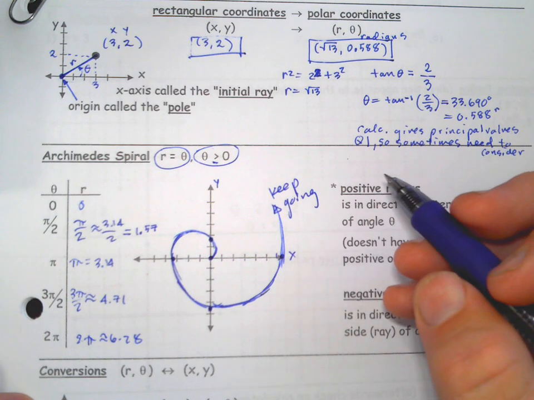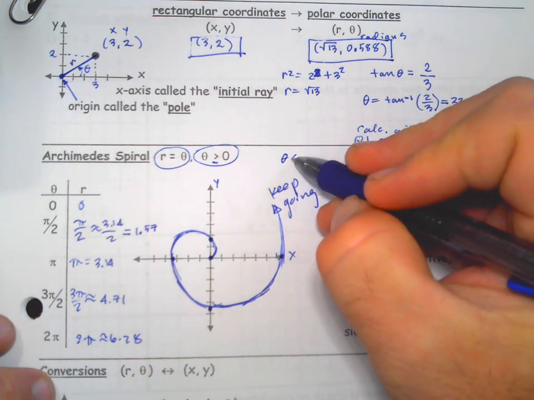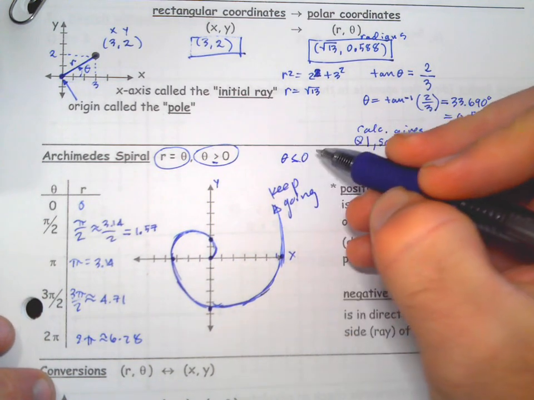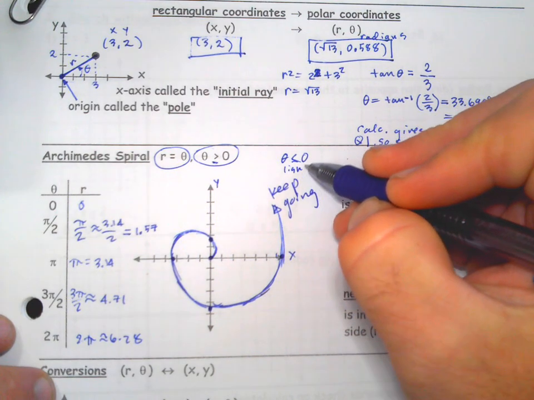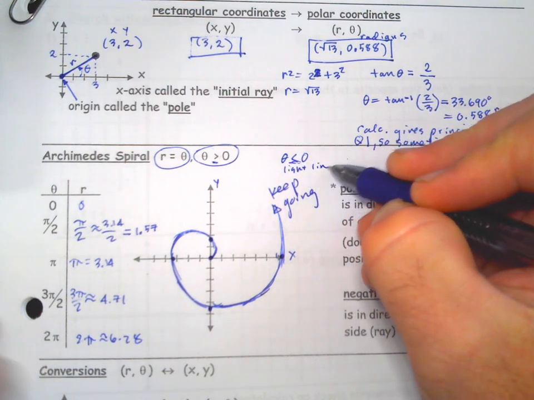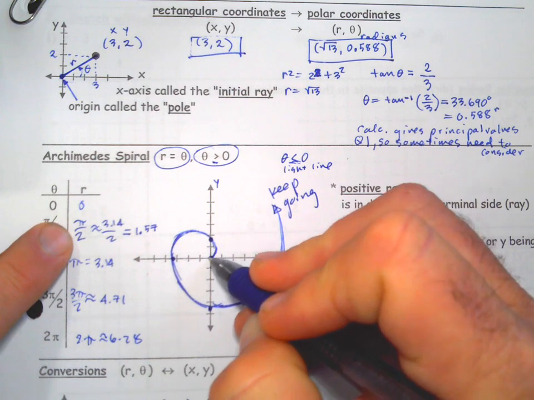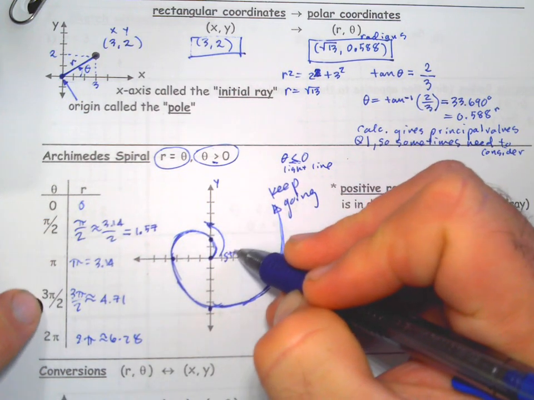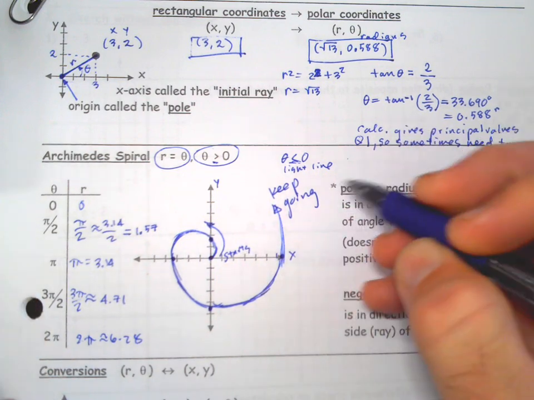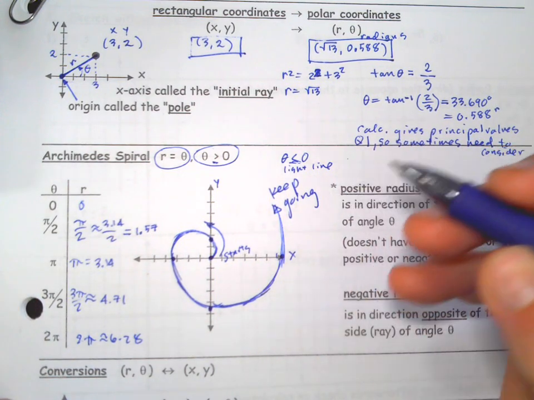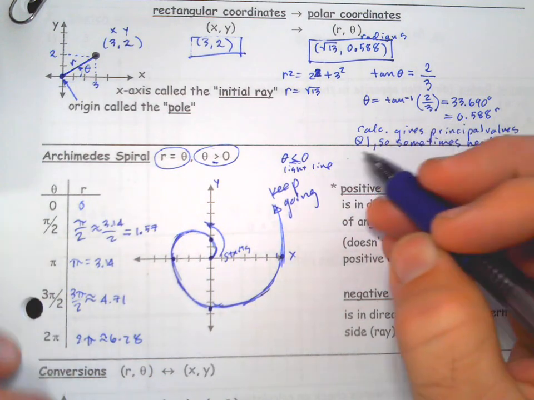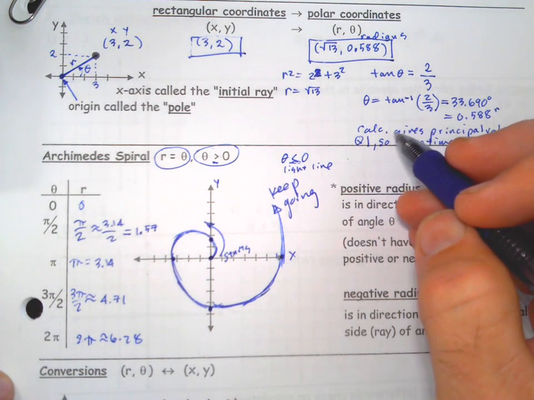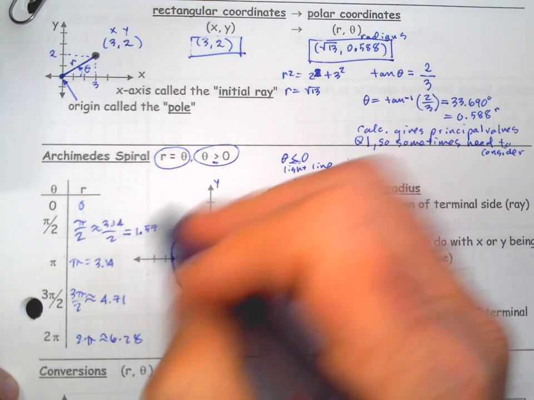Now, if we did the negative case, theta is less than 0. I'll do that with like a light line. You get the same value, 0, 0. So it starts here. Now, by the way, there's a direction to these. So kind of like parametrics, we have a direction. We have an initial point potentially and a terminal point potentially. So it's going around like this.